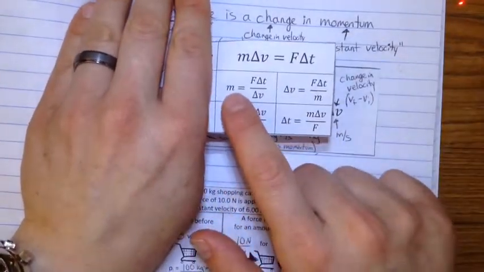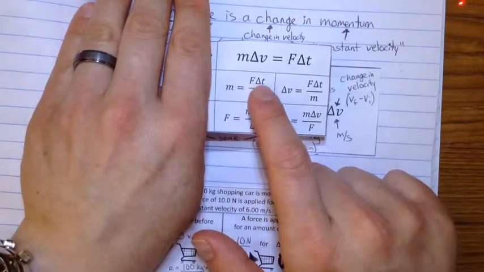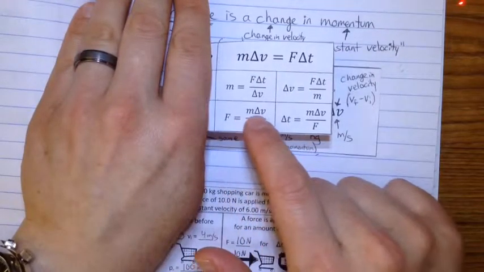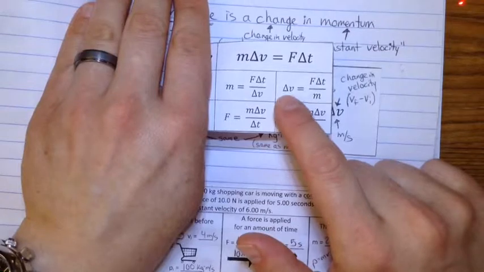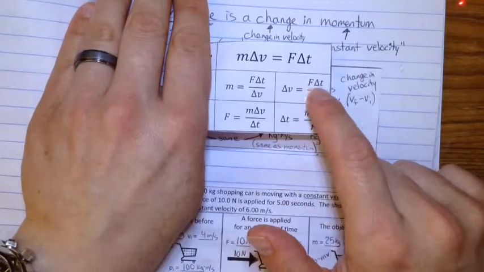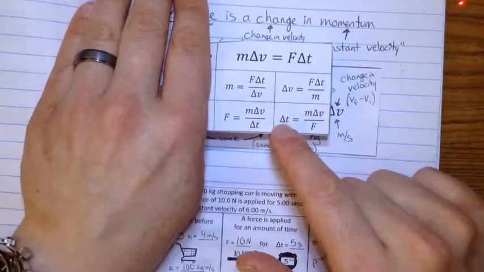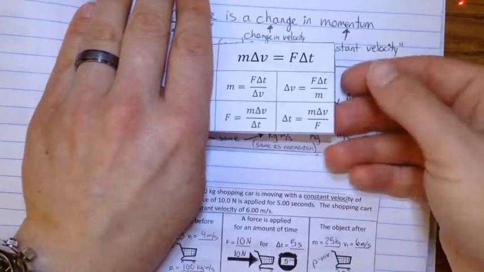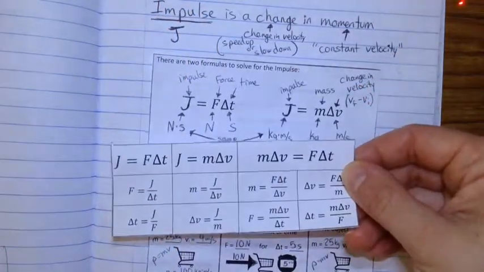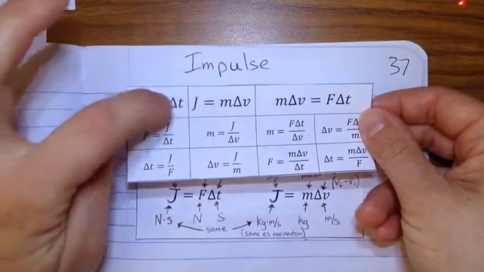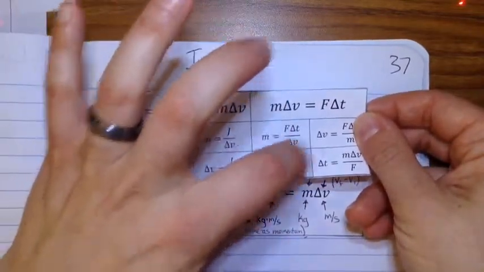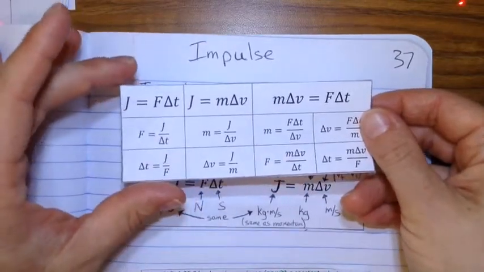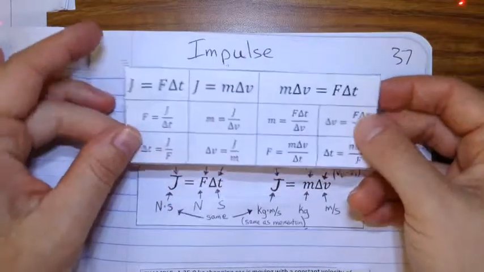The first formula, if we want to solve for the mass, given the force, change in time, and change in velocity. Then we have solving for the force, if given the mass, the change in velocity, and the change in time. Then solving for the change in velocity, given the force, change in time, and mass. And then solving for the change in time, given the mass, change in velocity, and force. So, with this one concept of impulse, we have 1, 2, 3, 4, 5, 6, 7, 8, 9, 10, 11 different formulas. Lots of algebra there, lots of triangles and rearranging.